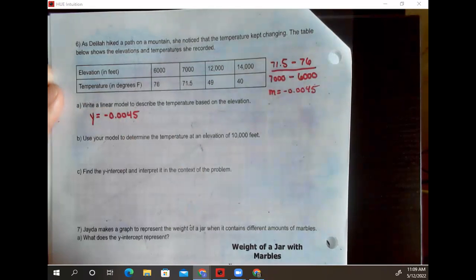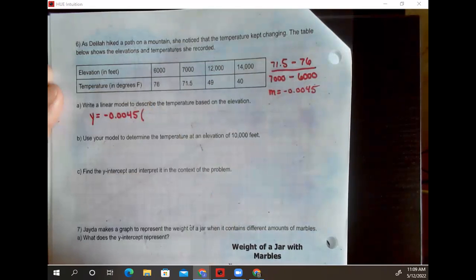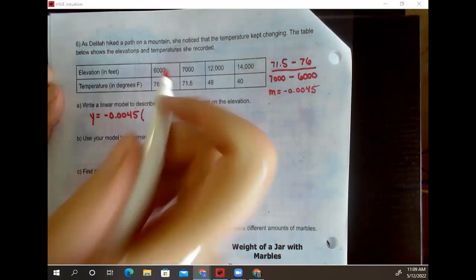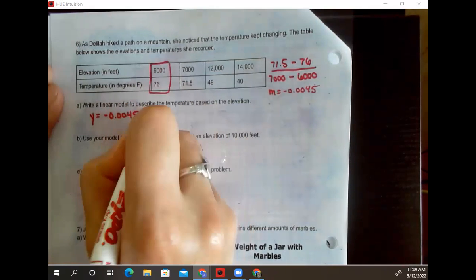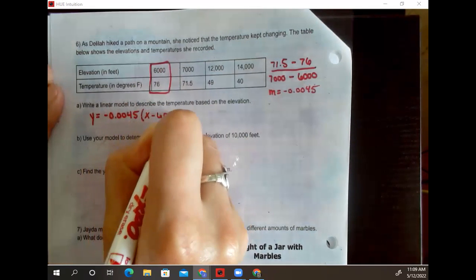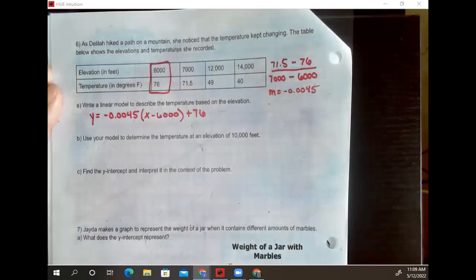I don't know the y-intercept or an initial amount as we talked about yesterday. So instead I'm going to use point slope form, and I'm just going to write it based on this first point. So negative 0.0045 times (x minus 6,000) plus 76 would be my linear model here.